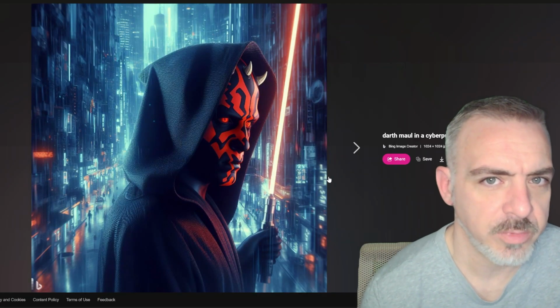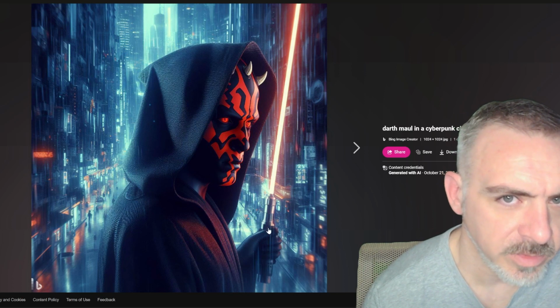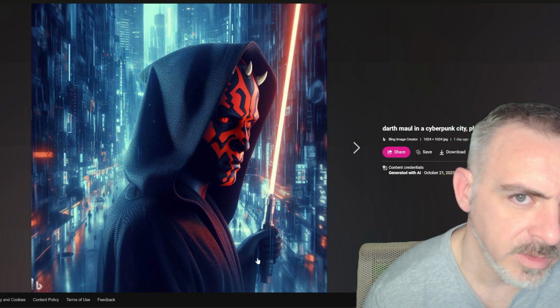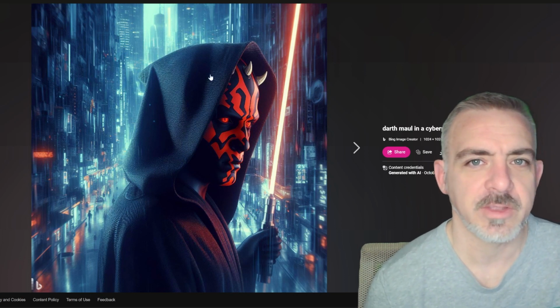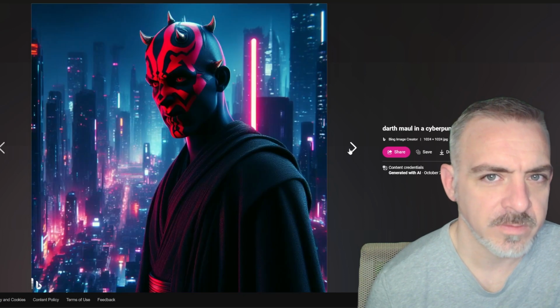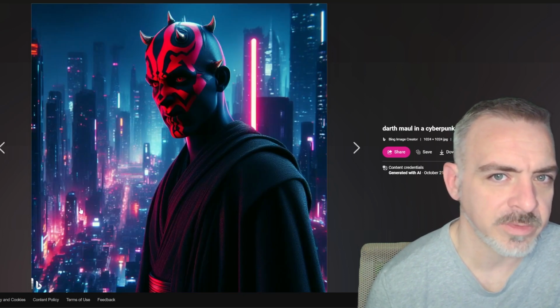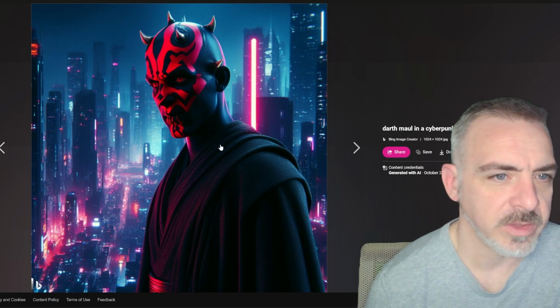These are actually pretty good looking as far as I can tell. The lightsaber here is a little thin. It's almost kind of crooked. This city doesn't necessarily scream cyberpunk city from looking at it. Let's move on to the next image. Okay, this is really cool. His saber's a bit more pink, but with the cyberpunk city in the background, this actually looks pretty good.